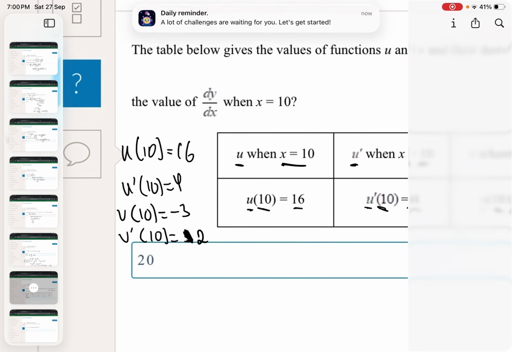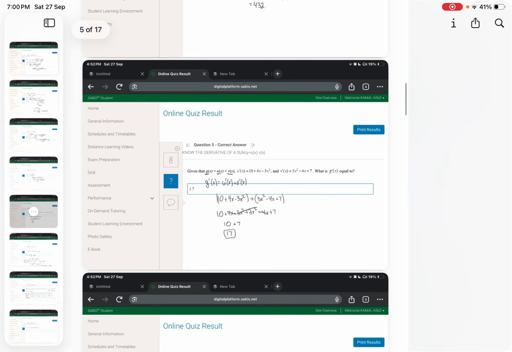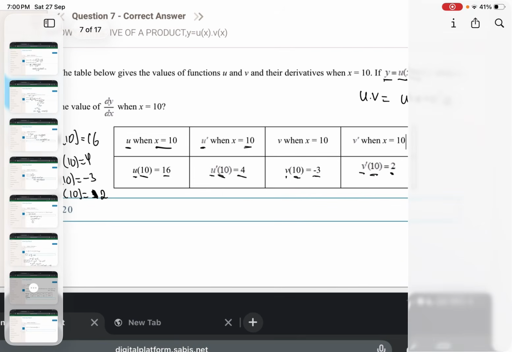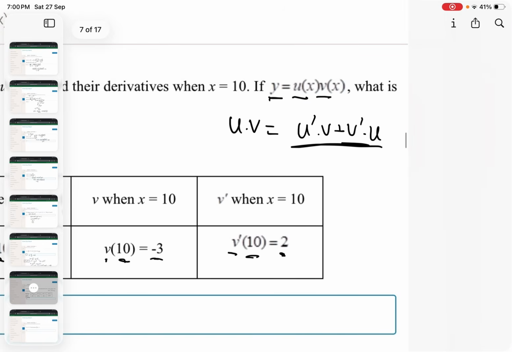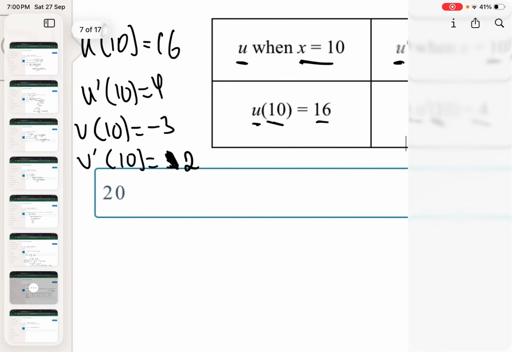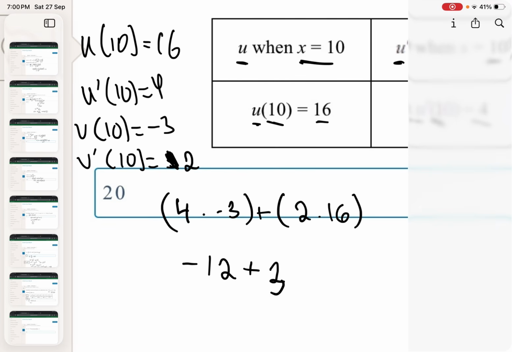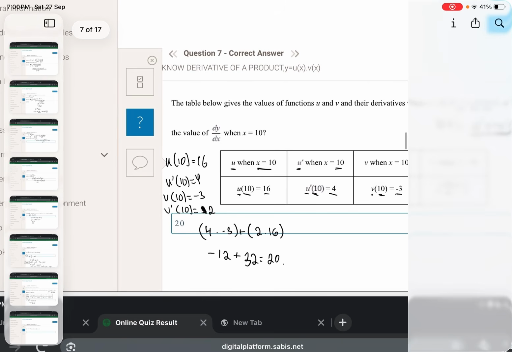Okay. Then you take the points and just put them in this formula, which is u prime times v, 4 times negative 3, plus v prime times u, 2 times 16, which is minus 12 plus 32, which is equal to 20. And yeah, it's as simple as that.